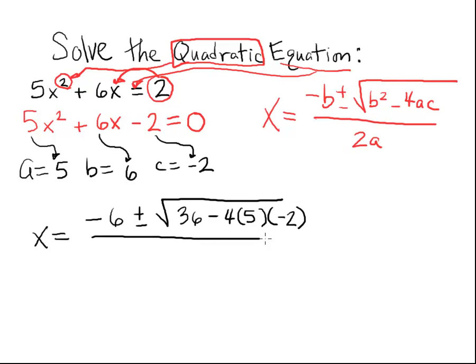All over, that fraction bar goes all the way across, okay? Not just underneath the radical stuff, but all the way across, all over 2 times my a, and my a is a 5. Okay, so I'm going to take this bit by bit and simplify it down as much as I can. I hope you see and agree that this 2 times 5 on the bottom is simply a 10, right? We can do that right here. We'll just put a 10 down here. Still have that -6 sitting out front.